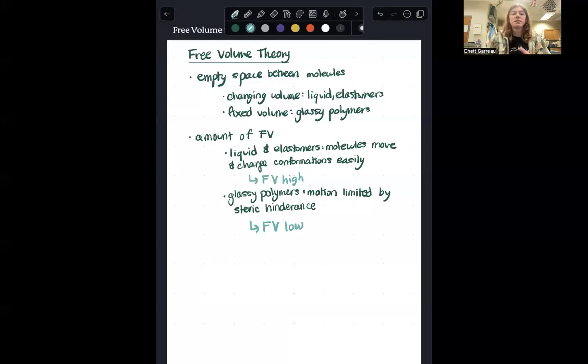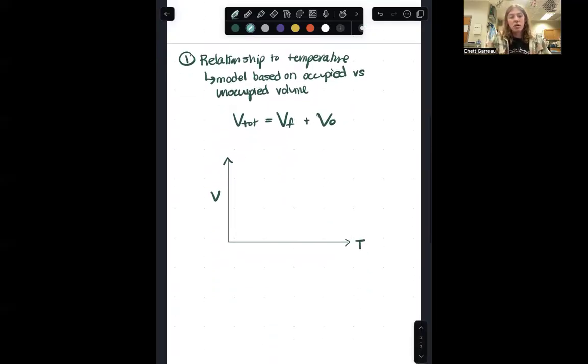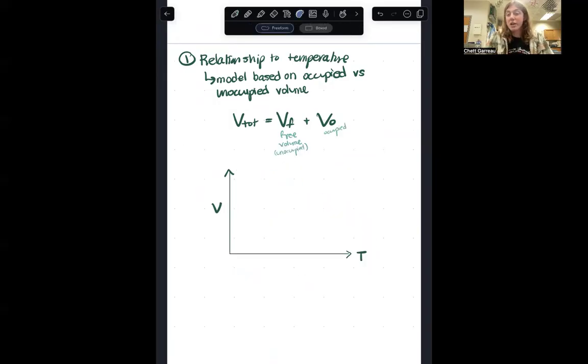And so, of course, we want to discuss how free volume relates to temperature. So we're going to make a model based on occupied versus unoccupied volume. And that is going to be the sum, the total volume is going to be the sum of these two. So it's the free volume, which is the unoccupied volume, plus the occupied volume. And so we're going to graph volume over temperature, and pay attention to when the glass transition temperature happens.